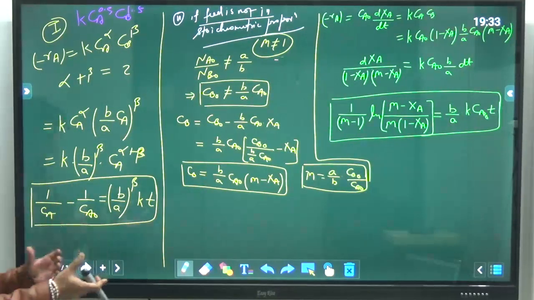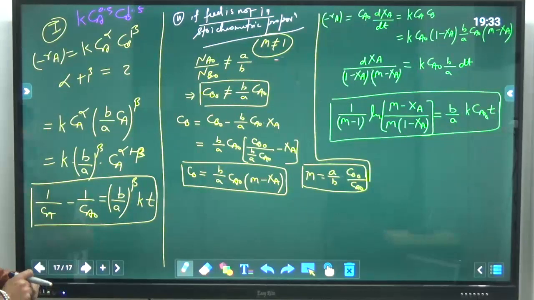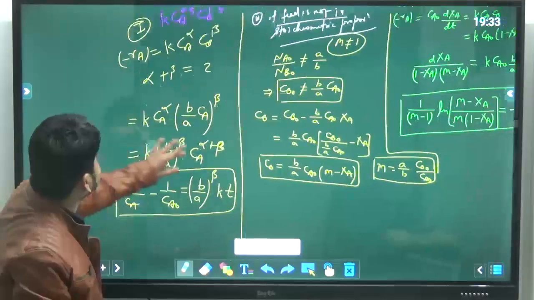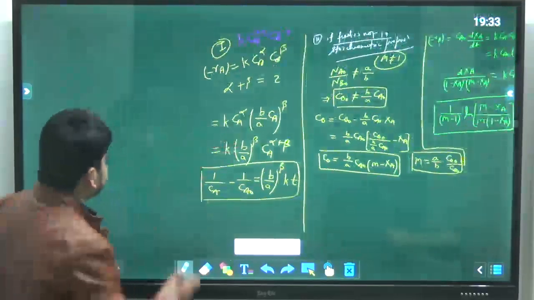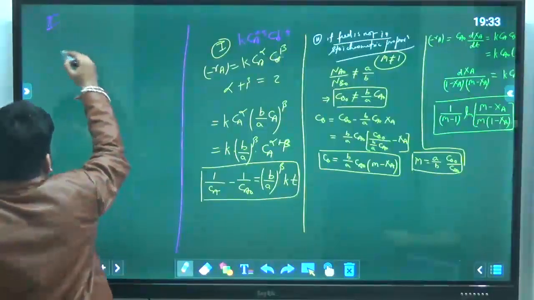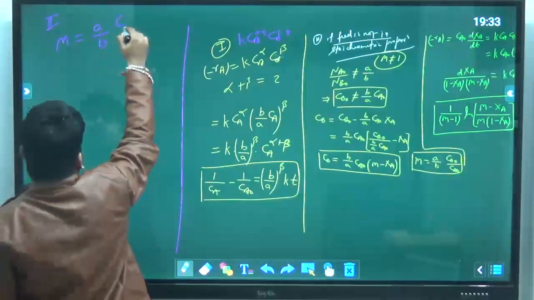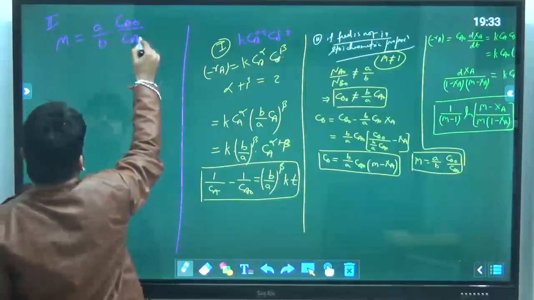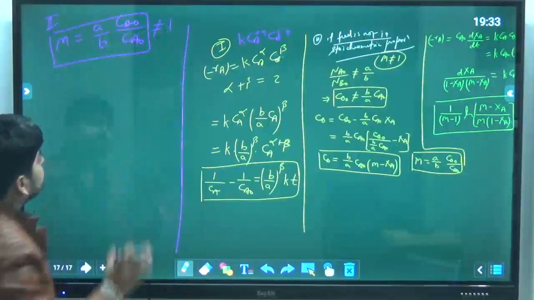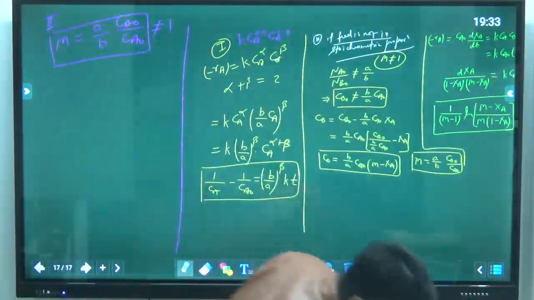But if we have to do the same thing for the second case, where feed is not in stoichiometric proportion, then what to do? Simple, just see. We know what M is. M is equal to (A/B) times Cb0 over Ca0, and this value can't be equal to 1. This value could be anything, but it can't be 1. I hope it is clear to you.